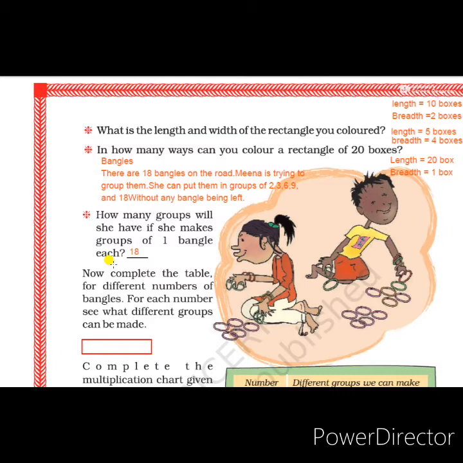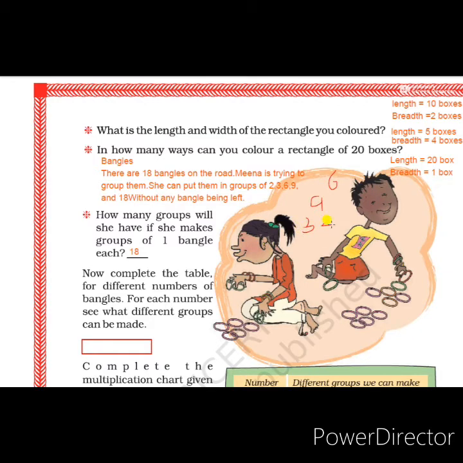If she made two groups, how many bangles will be in each group? 2 nines are 18. So 9 bangles will be in each group. If she made 3 groups, how many bangles will be in each group? 6 bangles. That means 6 threes are 18. If she made 6 groups, how many bangles will be in each group? 3 bangles. If she made 9 groups, 2 bangles will be in each group.